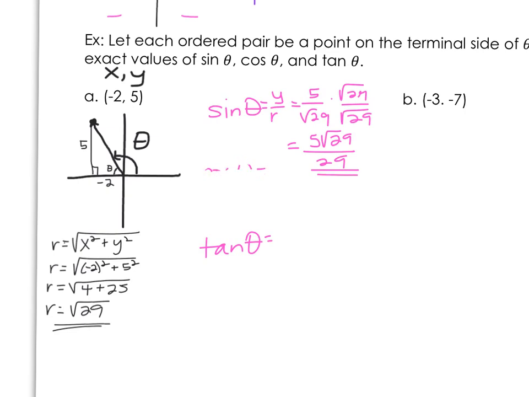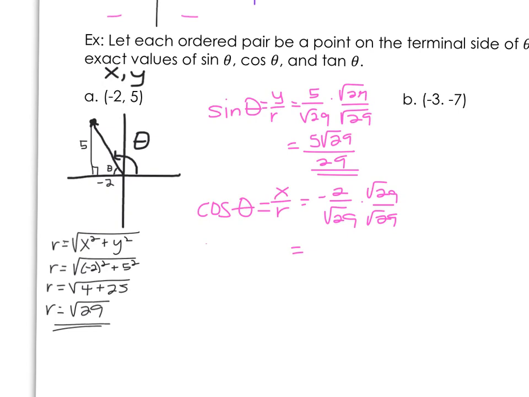I'm going to go ahead and slide cosine and tangent down here. I thought I'd have enough room, and I guess I didn't. So I'll put cosine right underneath. Cosine, by definition, on the coordinate system is x over r. And the x value is -2. r stays square root of 29. When we rationalize here, we get -2 square root 29 over 29.